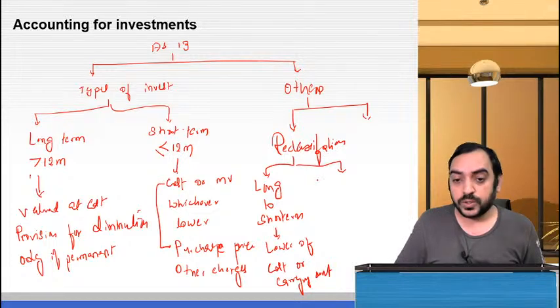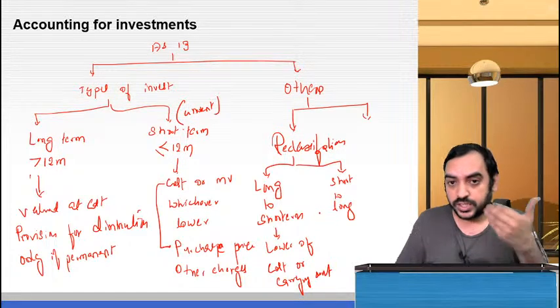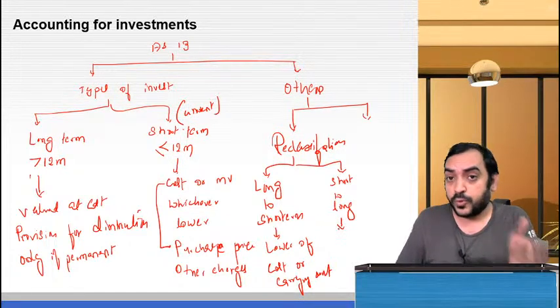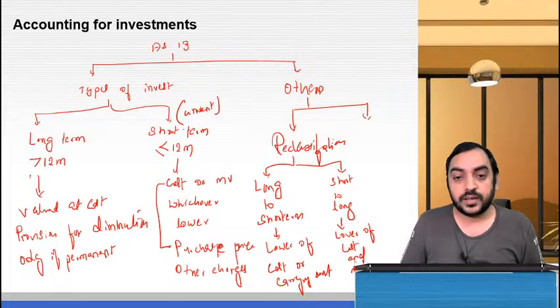Then current to long term. If you move from short term, they don't use the word short term, actually they use the word current. So if you move from current to long term, then it is the lower of cost and market value, because you would value it on the date of reclassification, whatever the market value is then.